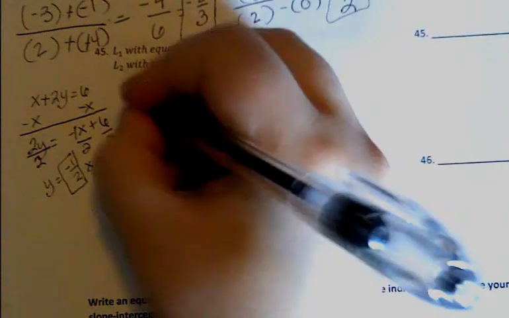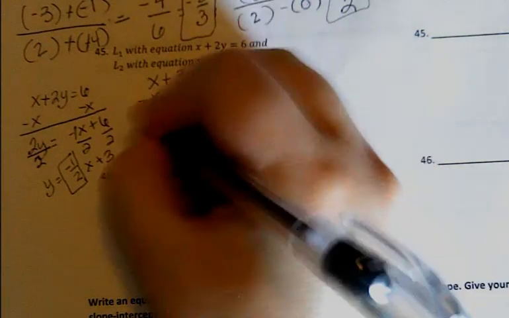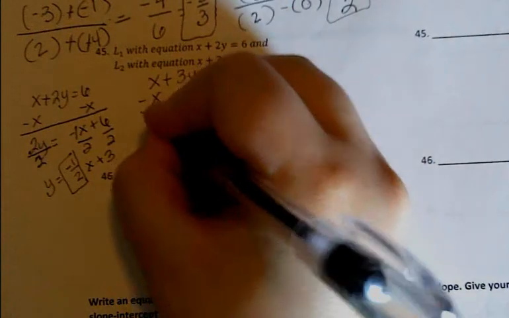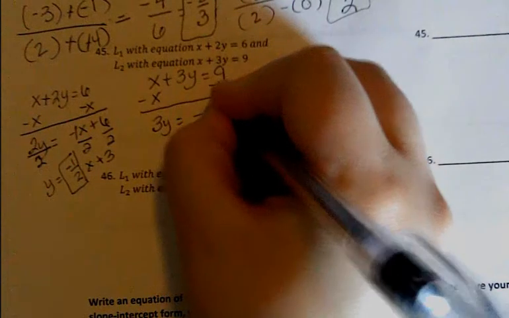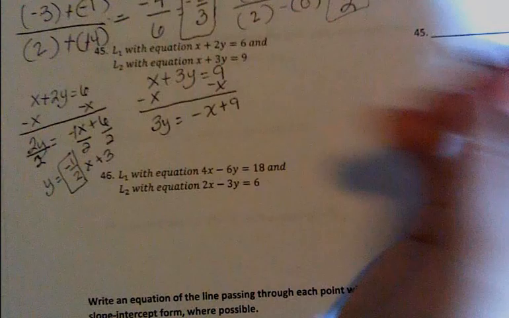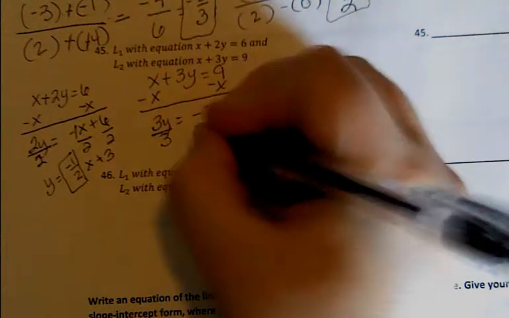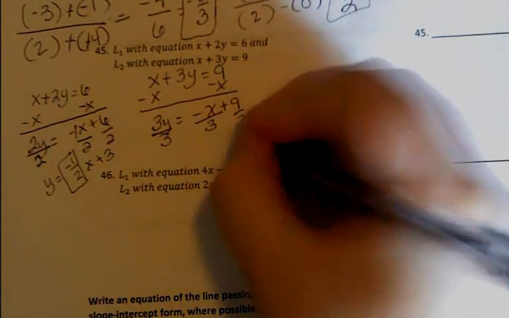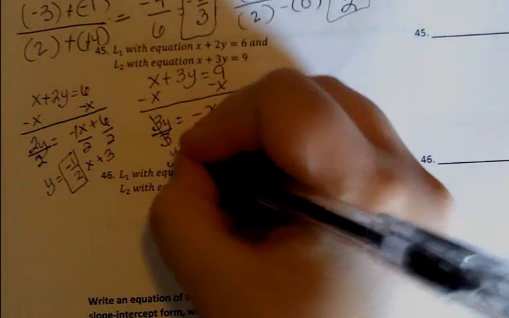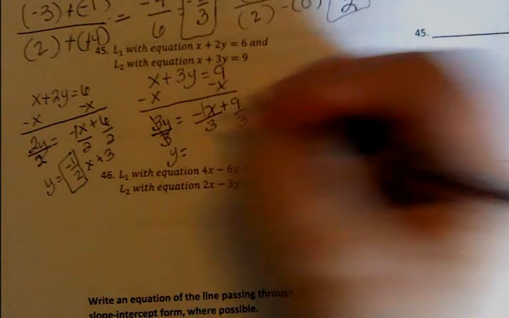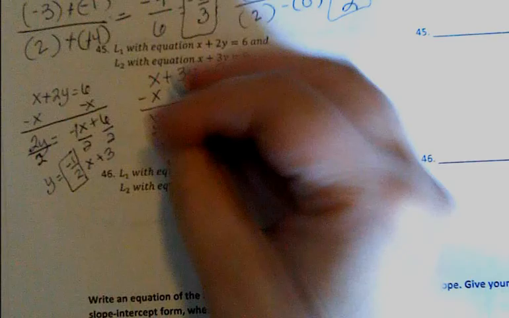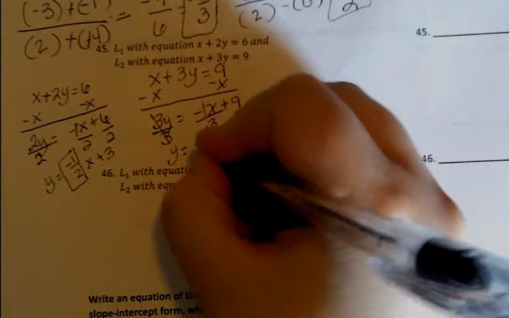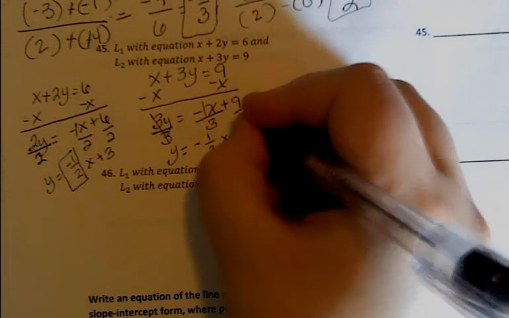So I'm going to subtract x from each side, which gives me 3y equals negative x plus 9. And then I divide by 3. So I now have y equals, again, this is understood to be a 1 in front of that x, so negative 1/3 x plus 9 divided by 3 is 3.